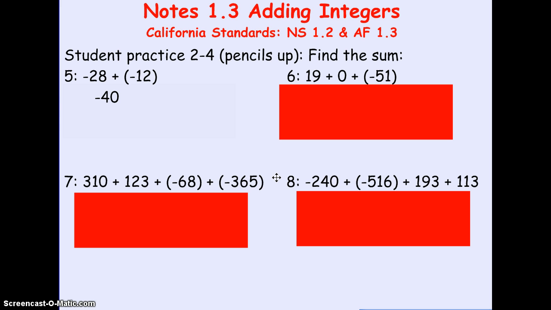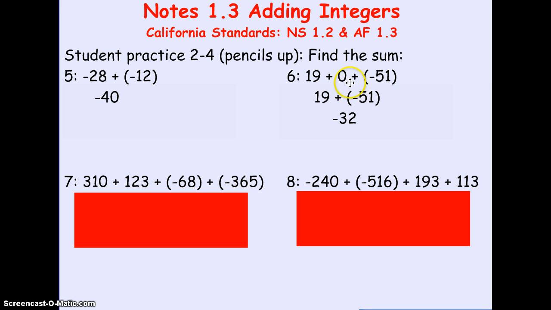Right here, you're adding two negatives. Your answer is more negative. Here, you don't need to use the 0, as we know. By that identity property, you can add it to either one of them. They'll stay the same. And then we're secretly subtracting. We're going to end up with a negative answer because negative 51 has a greater absolute value.